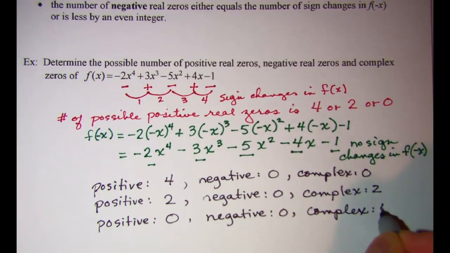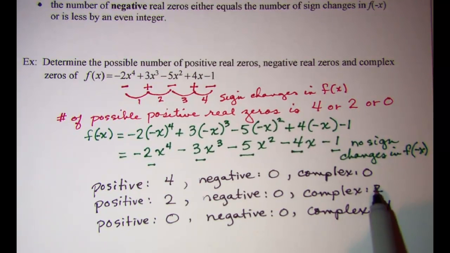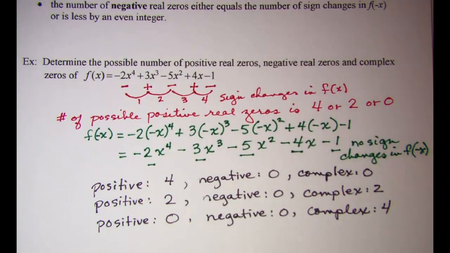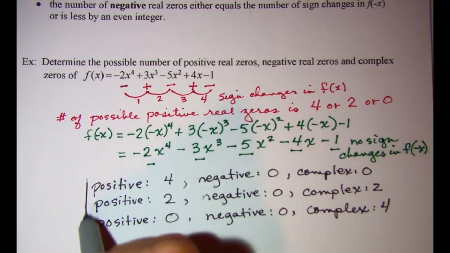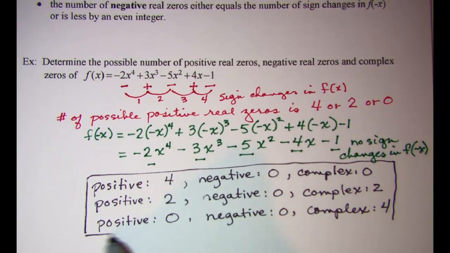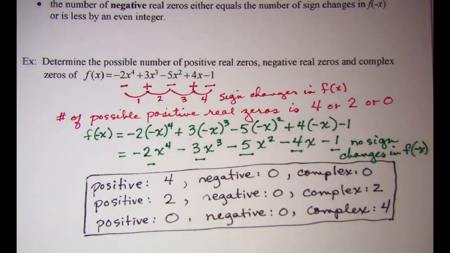will be 4. Now that makes sense that these would be multiples of 2 because remember we have the conjugate zeros theorem that says if a plus bi is a 0, then its conjugate a minus bi will also be a 0. So complex zeros come in pairs. That's why we had to go by an even integer when we reduce the number. So this is our possible signs on the zeros of this function.